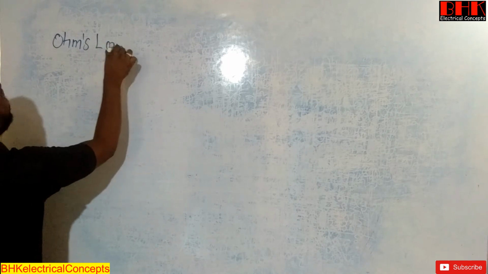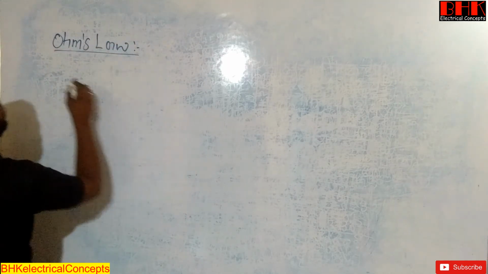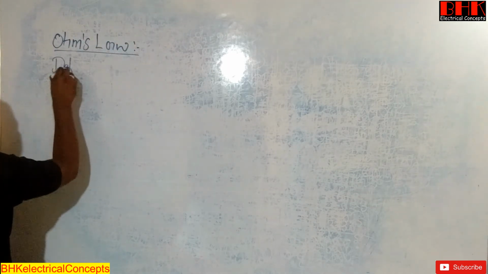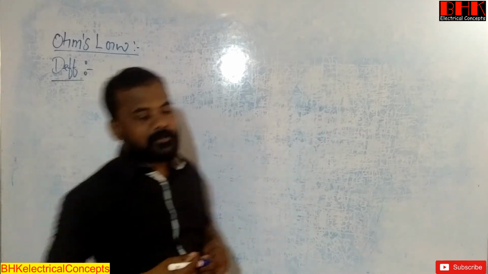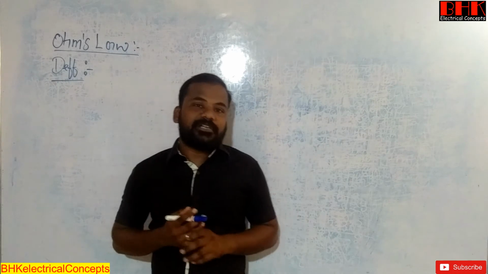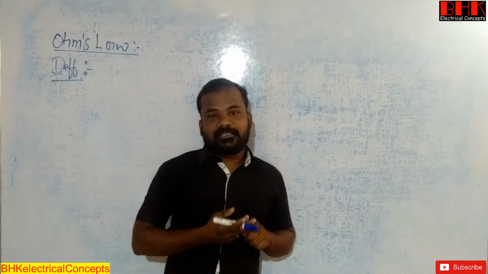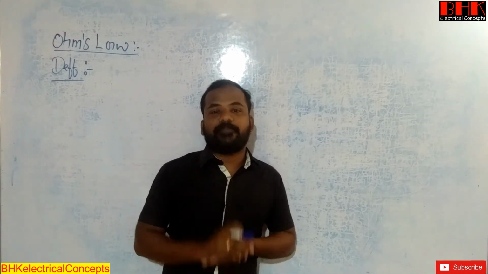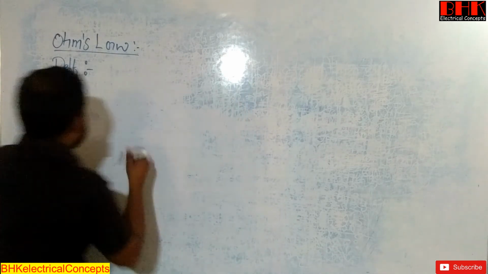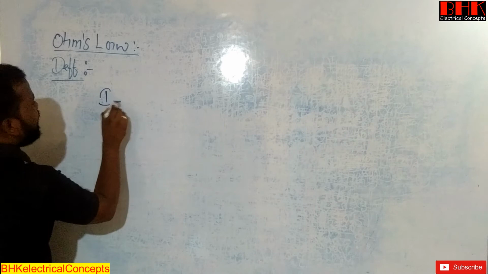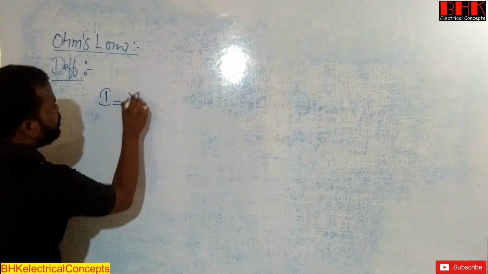Ohm's law. Now, what is the definition of Ohm's law? At any constant temperature, the current flowing in the circuit is always directly proportional to the applied voltage. Based on this, we can say that I is equal to V.